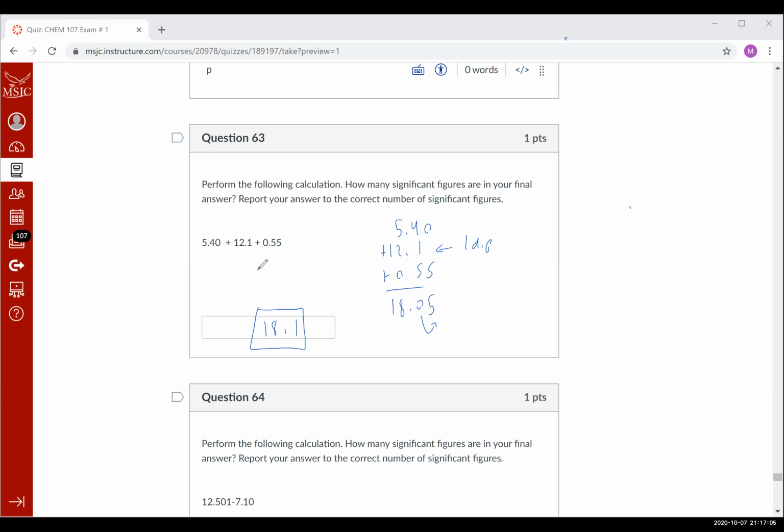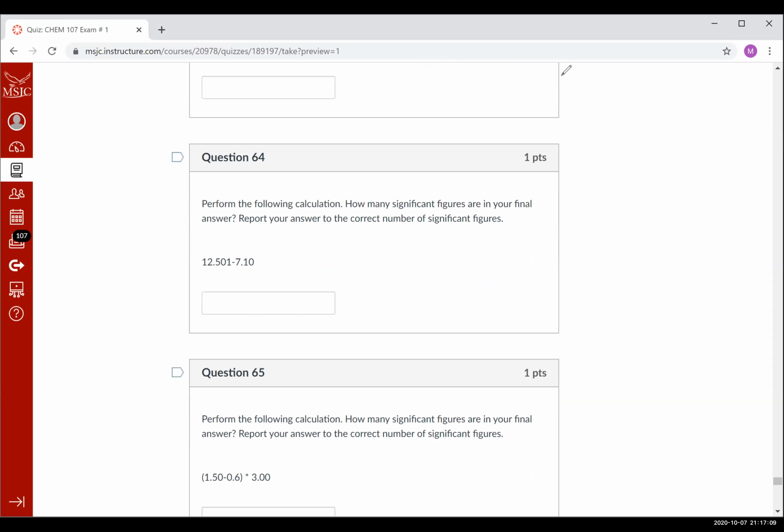So continuing on, looking at this next example, we're dealing with a subtraction operation. So we have 12.501 minus 7.10. We'll retain 2 decimal places, and that gives us 5.401 that we in turn round to 5.40. Does this make sense to everyone?